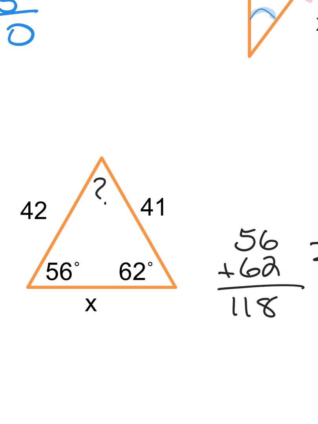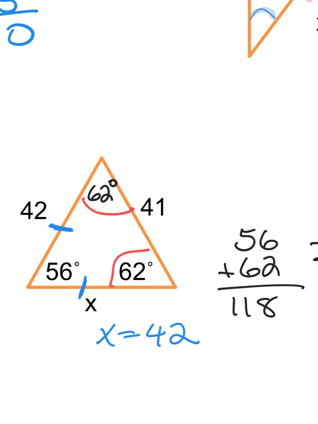I'm going to subtract that sum from 180 to find out that my missing angle is actually 62 degrees. So now let me get rid of my question mark. Let me add in that angle measure. So the missing angle is 62, making these two base angles right here, and then the sides across from them are the congruent sides. So the 42 and the x are the two legs, making x equal 42.